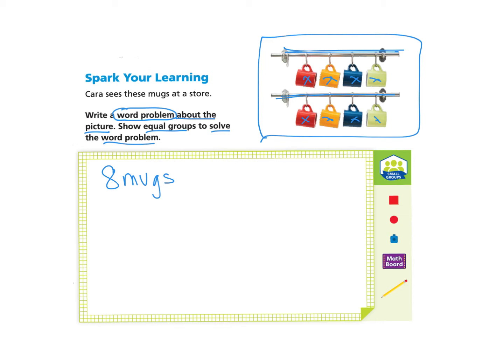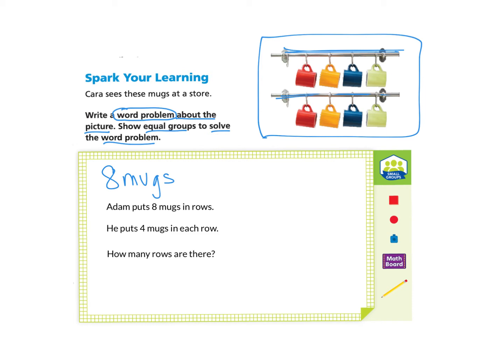Go ahead and pause this video and create your own word problem, and then come back and take a look at the one I've created. Here's the start of my word problem. Adam puts 8 mugs in rows. He puts 4 mugs in each row. Now I need a question to allow whoever's reading this to solve the word problem. So I'm going to write, how many rows are there?